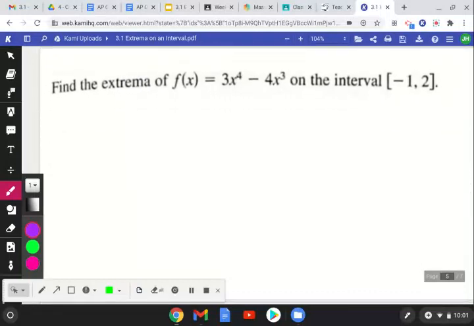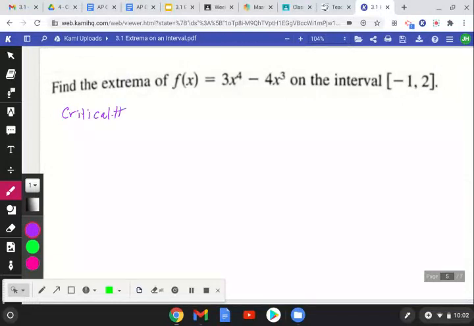These examples are also in your textbook if you need to reference them. So the first we're going to do is find the extrema of f of x equals 3x to the fourth minus 4x cubed on the closed interval. I say closed because it has bracketed encasings, negative 1 to 2. So we first need to find our critical values, or critical numbers as they might call them.